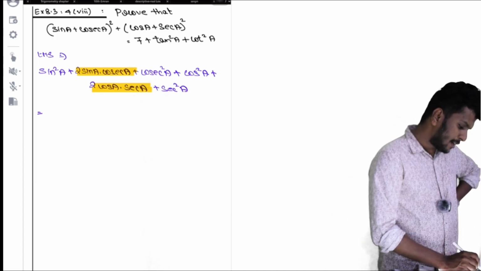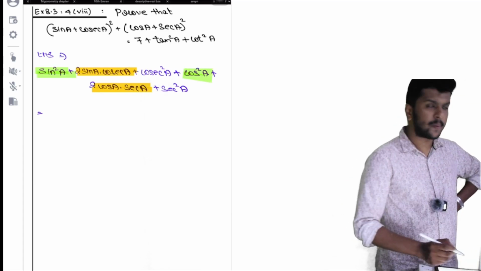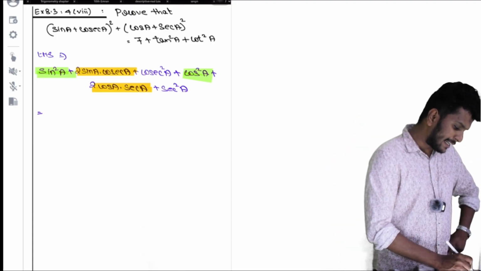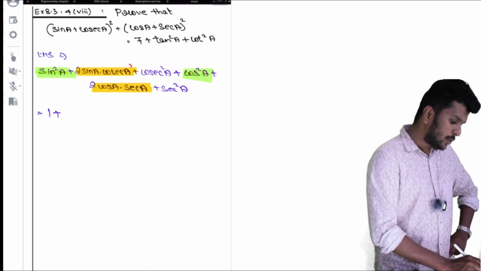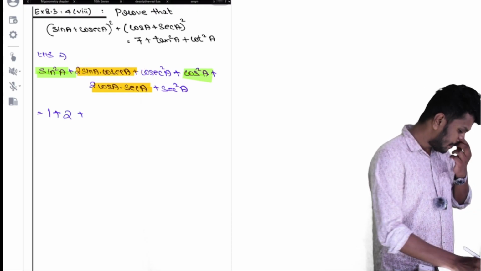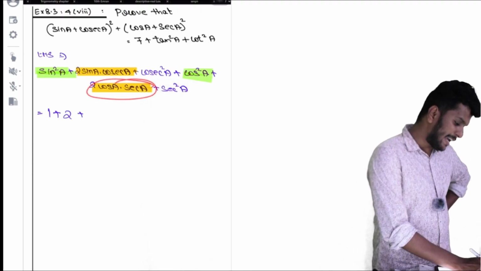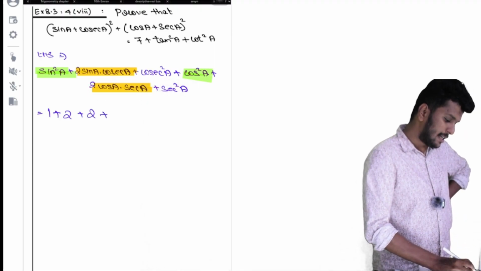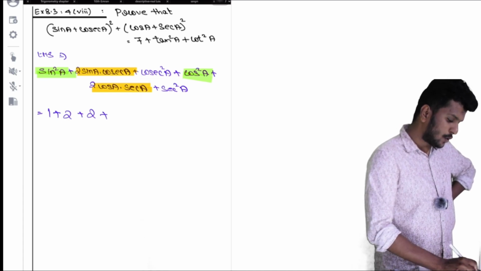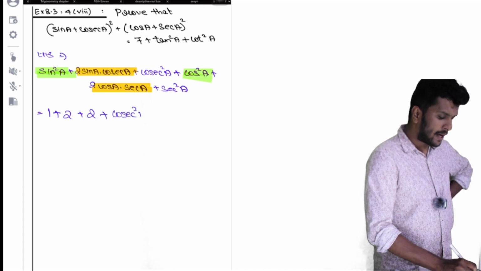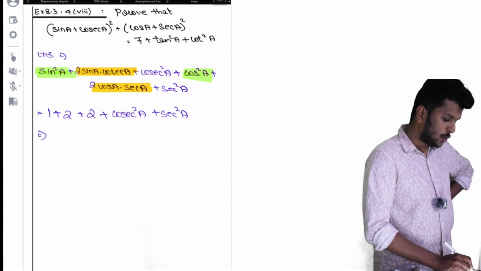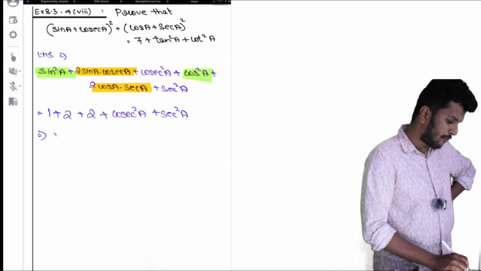And at the same time, what is sin square A plus cos square A? Sin square A plus cos square A, I can write it as 1. And 2 sin A cosec A, I can write it as 2, plus 2 cos A sec A, I can write that also as 2, plus what is left over, cosec square A and sec square A. So plus cosec square A plus sec square A. So that is equal to 2 plus 1 plus 2, 5.